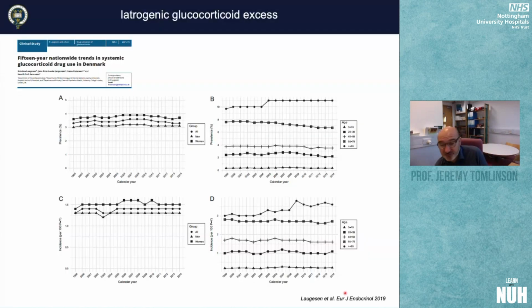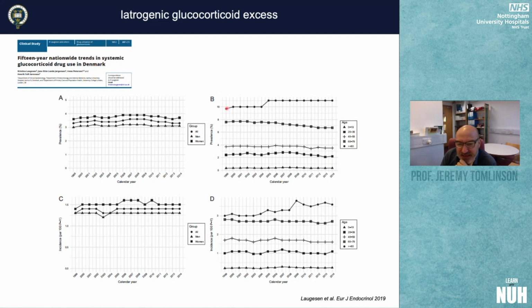This is more recent data from Denmark, actually, and it looks at both the prevalence of glucocorticoid use, but also the incidence of new users. So the top 2 graphs, A and B, show the prevalence going back to 1999 over the last 15 years. And again, you can see that it's reasonably steady, up to between 3 and 4% within Denmark, but it hasn't really changed dramatically over those 15 years or so.